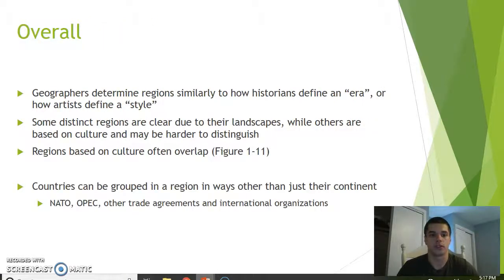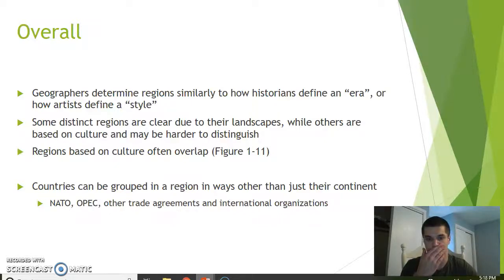So overall, geographers determine regions similarly to how historians define an era or how artists define a style. Some distinct regions are clear due to their landscapes, while others are based on culture and might be harder to distinguish. Regions based on culture often overlap, like figure 1-11 shows, which I believe is how different sports teams are favored among the country.